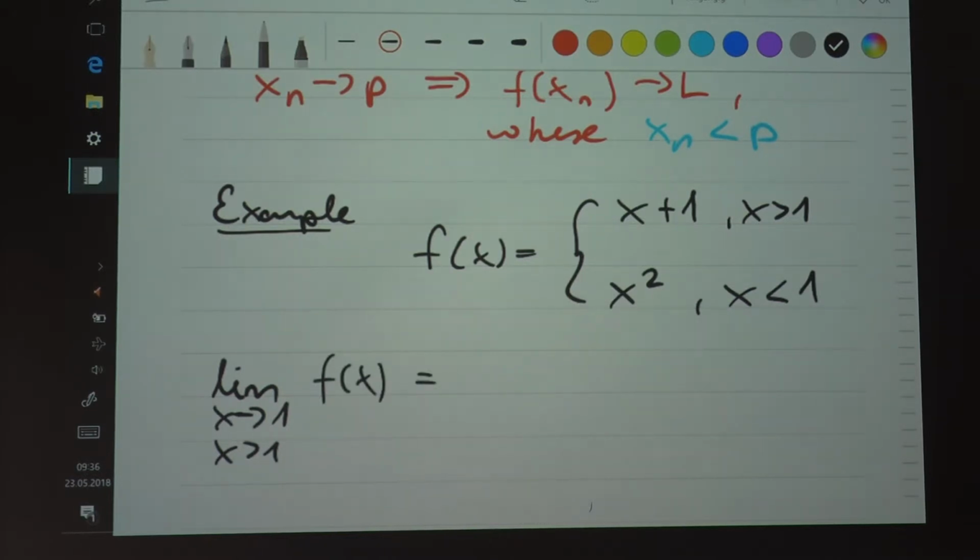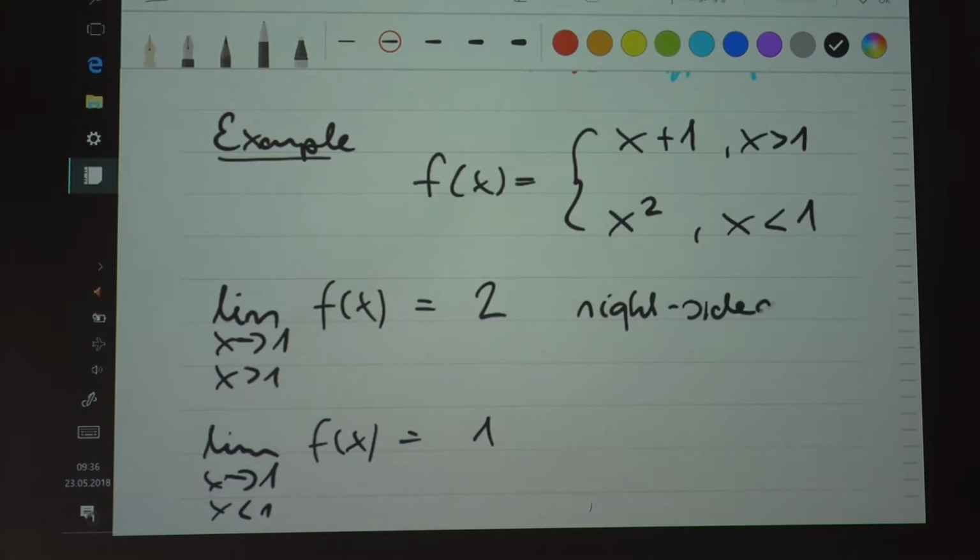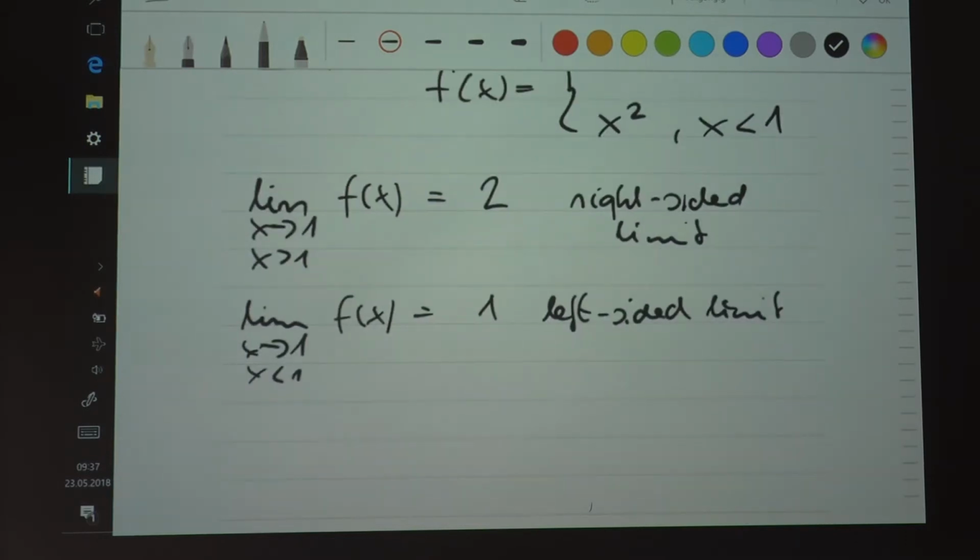The right-sided limit of the function will be equal to 2, obviously, and the left-sided limit of the function will be equal to 1. This is the right-sided limit, and this is the left-sided limit. Now guys, since the two are not equal, the function does not have a limit at point 1. That is something that we have to consider.